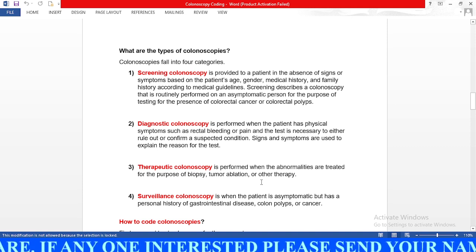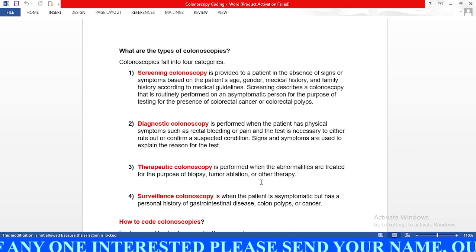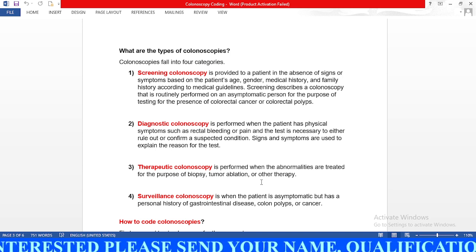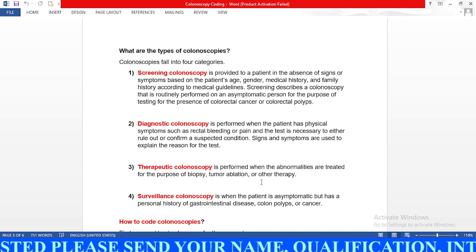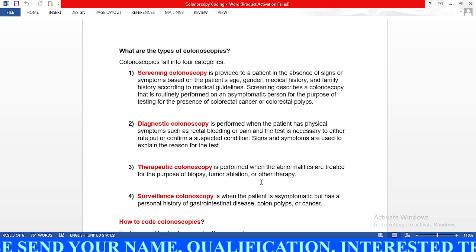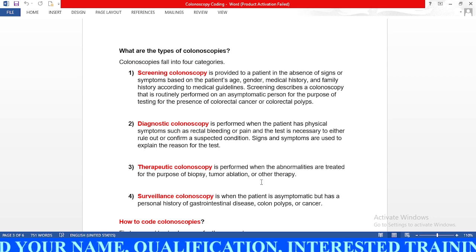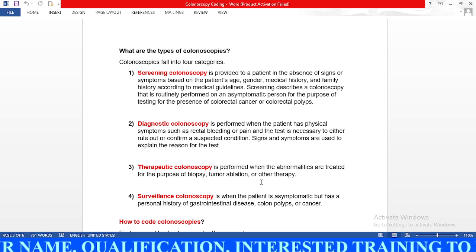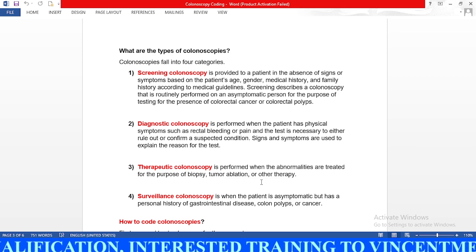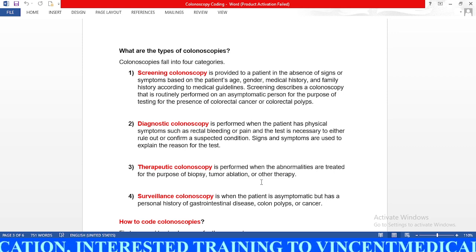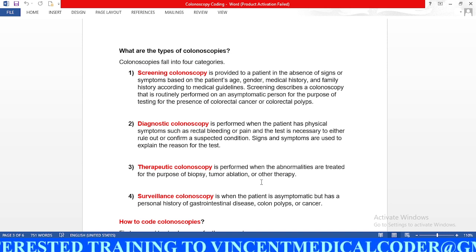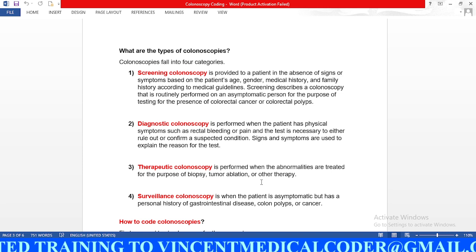So what are the types of colonoscopies? Basically, we have four types or categories. The first one is screening colonoscopy. Screening colonoscopy is provided to a patient in the absence of signs or symptoms, based on the patient's age, gender, medical history and family history according to medical guidelines. So here the patient does not have any signs or symptoms, but because of the patient's age, gender, medical history and family history, we will perform screening colonoscopy.